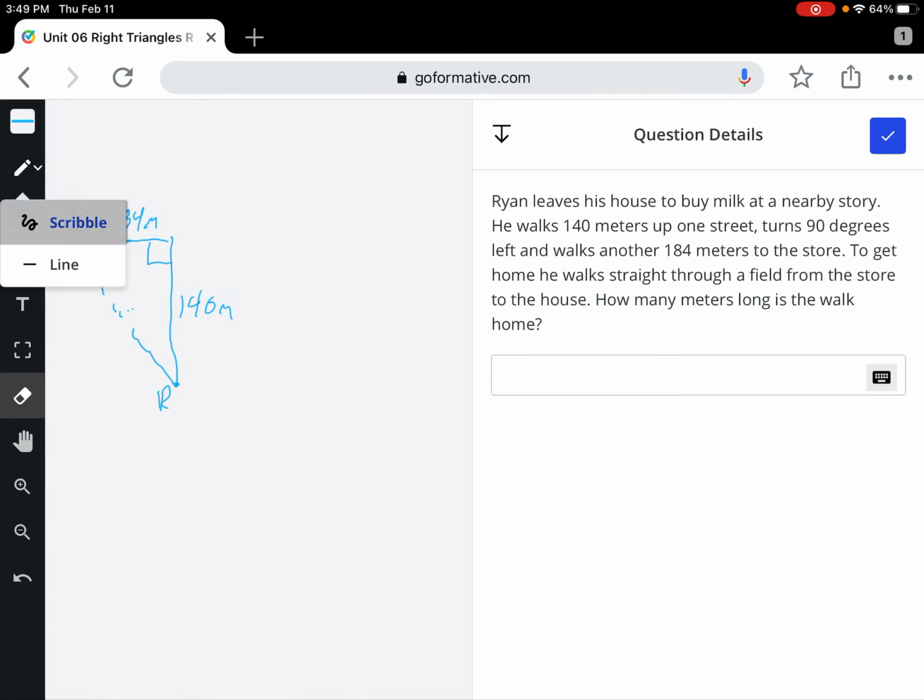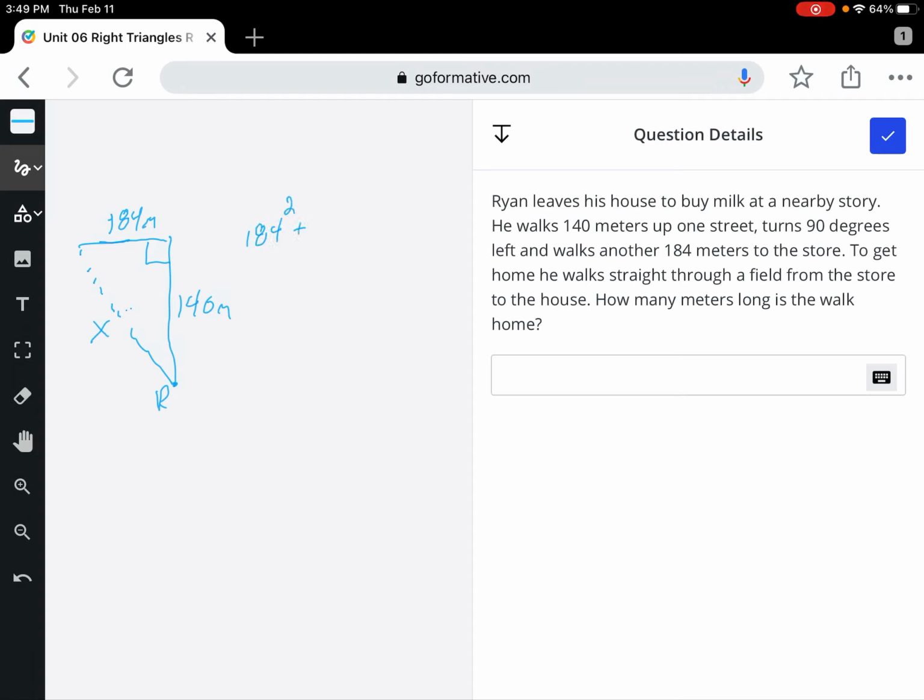So this is 140 here. And so this is just the hypotenuse. So it's going to be 184 squared plus 140 squared is equal to x squared.